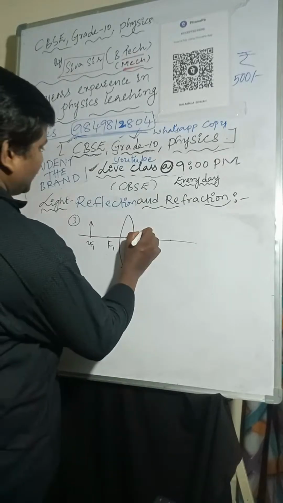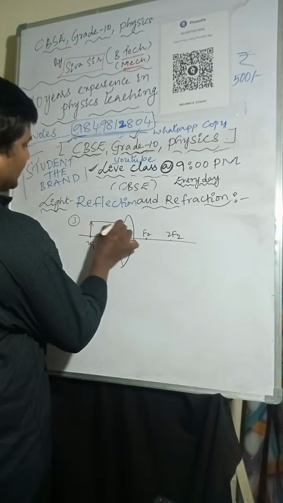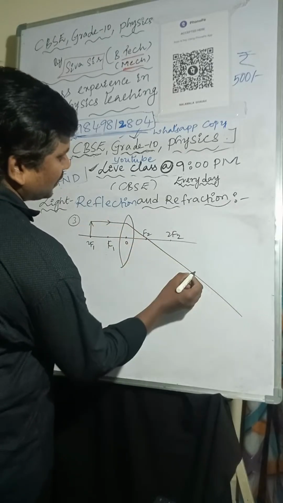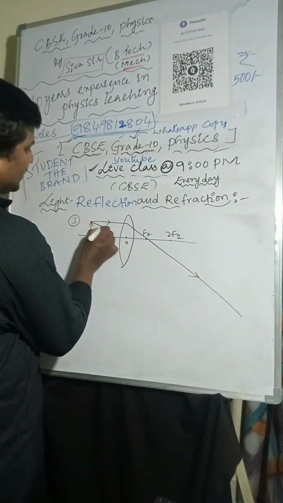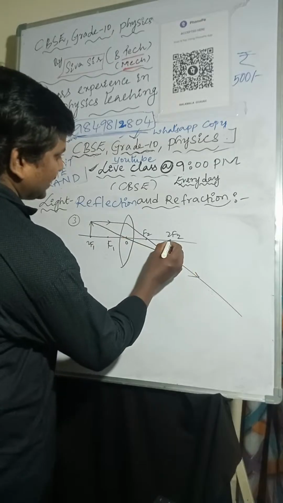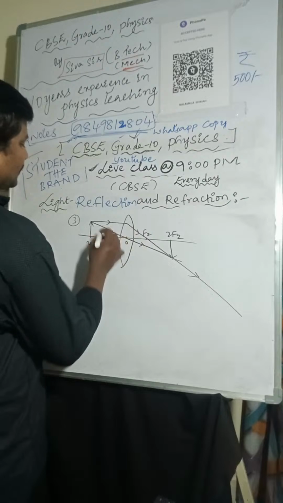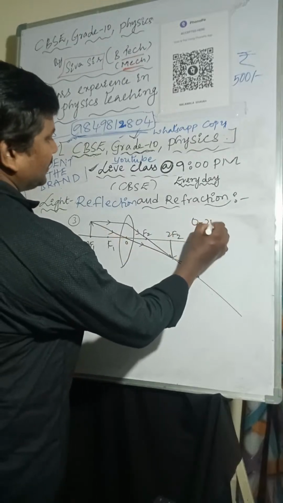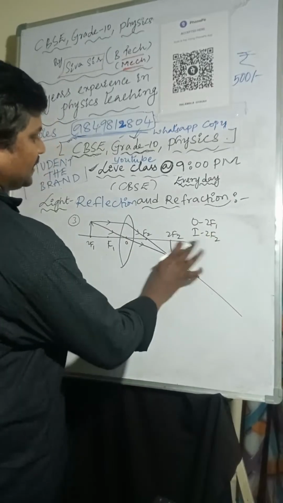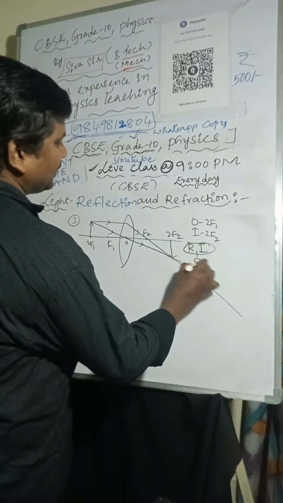So F2 and 2F2. One light ray I am taking like this. It passes through focus. Another light ray I am taking through optic center. So that will meet here, exactly at 2F2. Object is at 2F1, image will form at 2F2. Nature of the image is real and inverted.